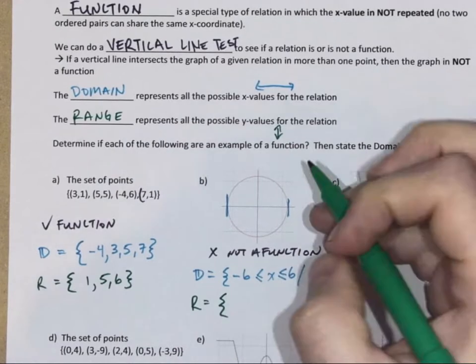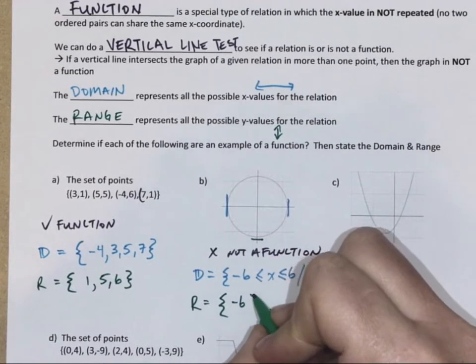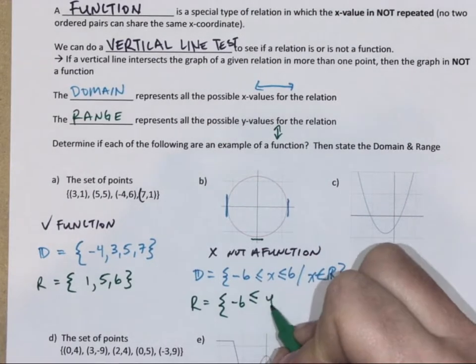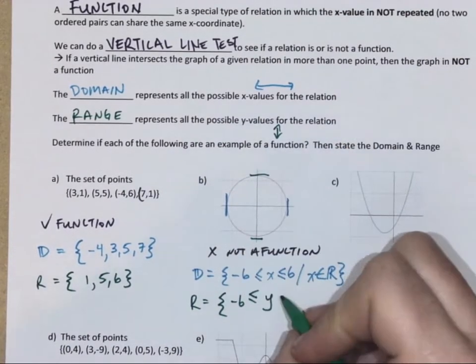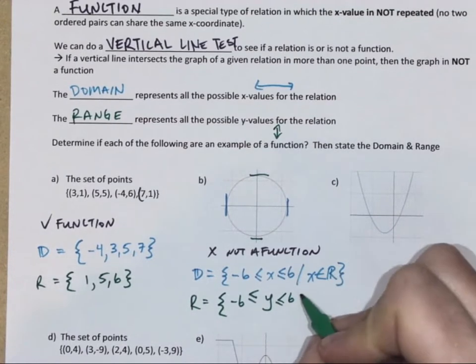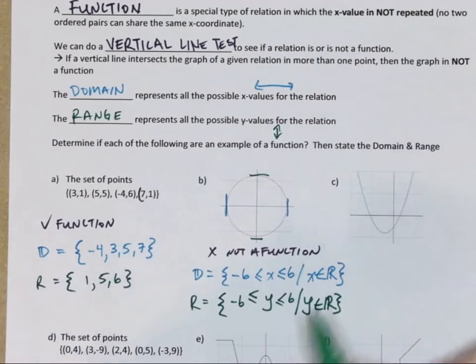We look at the lowest that it can get, negative 6. Except now we're talking about y, the y values, and the highest it can get is positive 6. Again, where y is any real number in between. We could put this at the start, that's fine. Same notation, same idea. I'm going to show you the other way here.